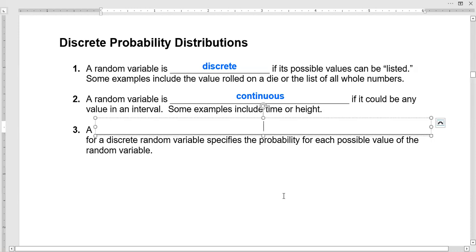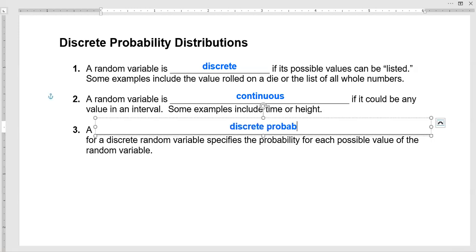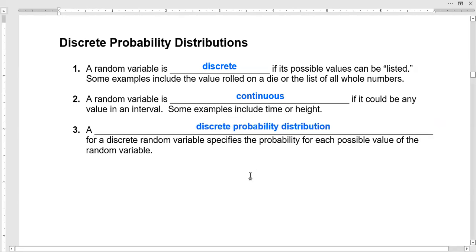And then let's define a discrete probability distribution. So a discrete probability distribution for a discrete random variable specifies the probability for each possible value of the random variable. Well, that's really vocabulary heavy, isn't it? Basically, it's going to be a table that lists out all the possible outcomes and the probability of each of those outcomes happening. So let's go ahead and look at an example of creating a discrete probability distribution.